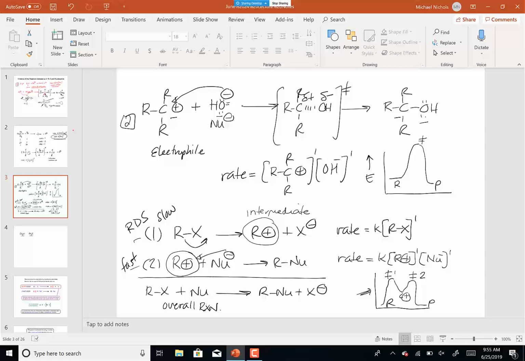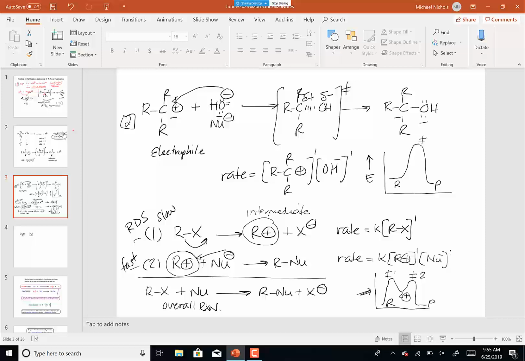All right, so where were we at? And what was my point? So now for this reaction of a tertiary halide with a nucleophile, we found out that it's 2 steps. The rate is not dependent on the nucleophile concentration. The rate's only dependent on the halide concentration.